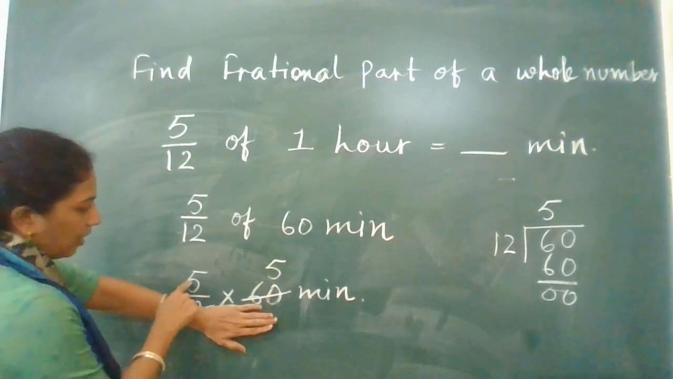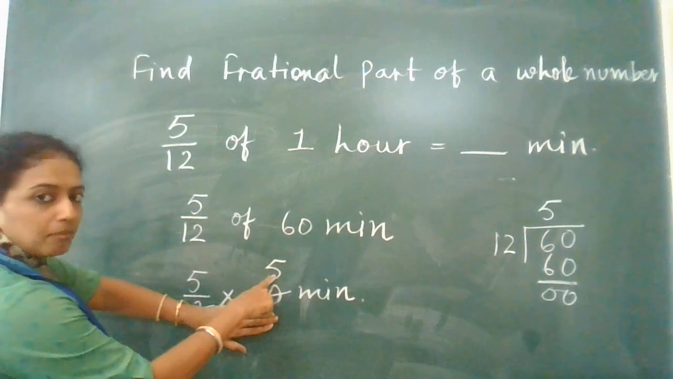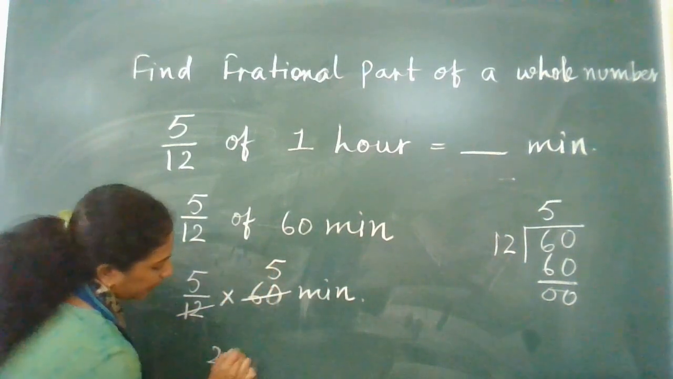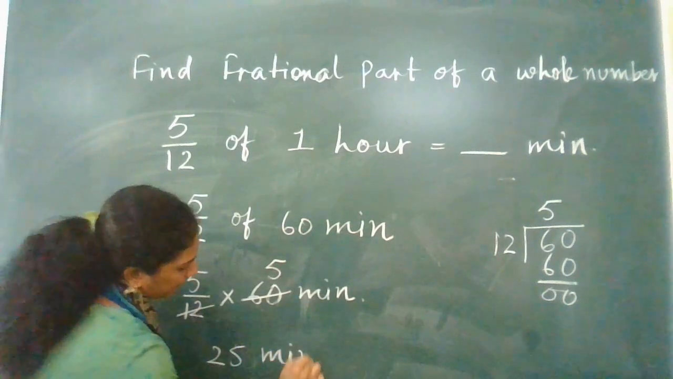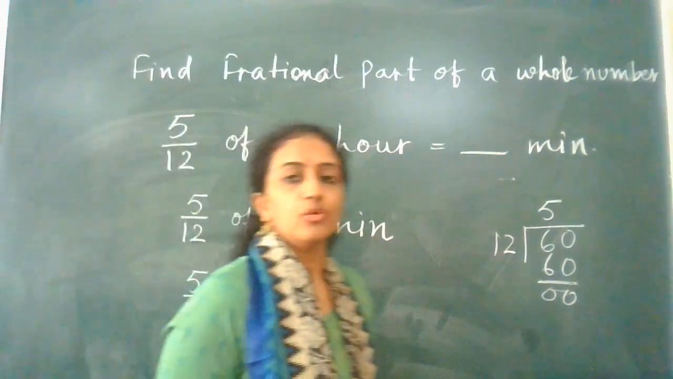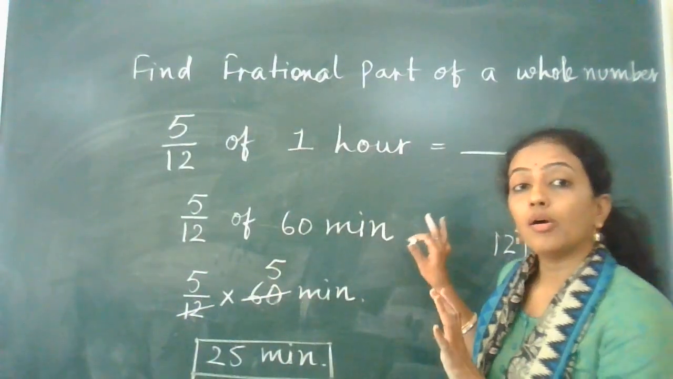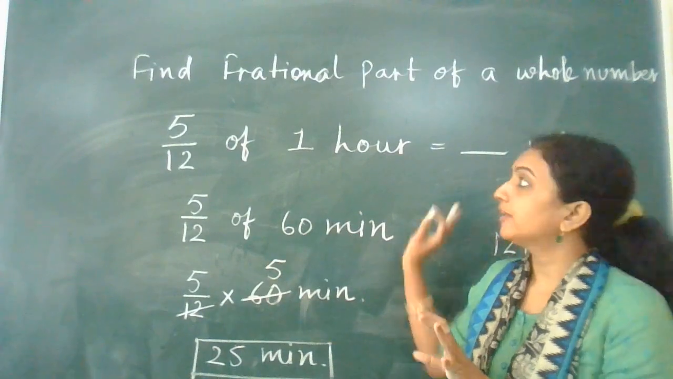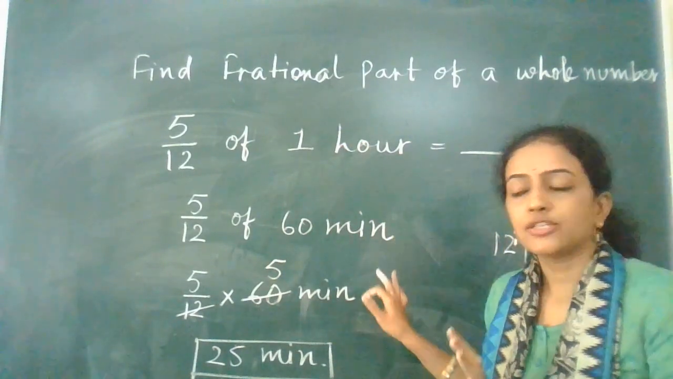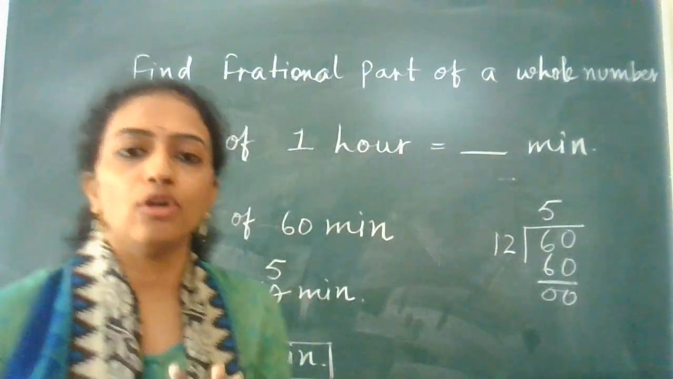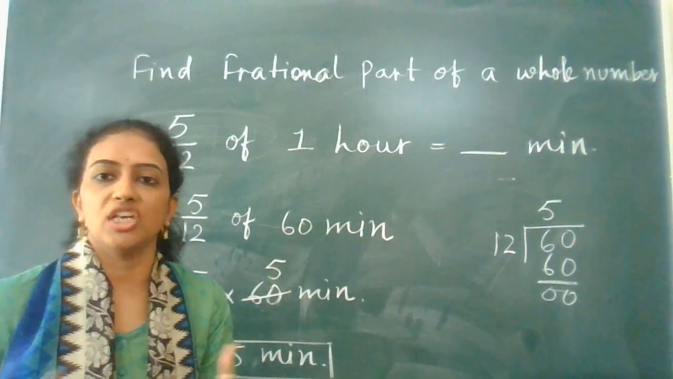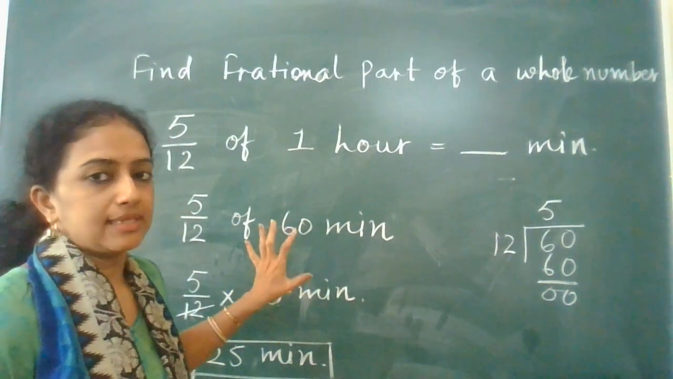Now this is done. 5 multiplied by 5, 5 5s are 25 minutes. Okay, so this way you can use multiplication and find the part of the fraction with the whole number. In this kind of sums, only your number will be changing. Your method will remain the same.